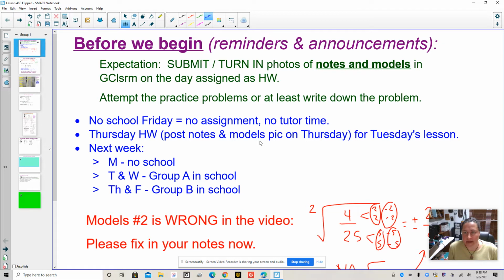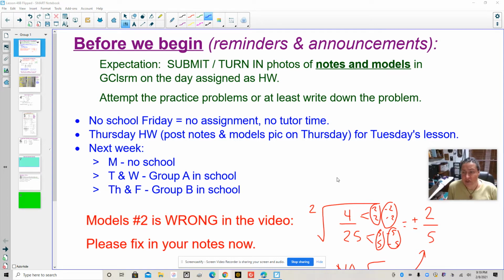So before we begin, reminders and announcements. Remember that you are expected to submit your photos of the notes and the models in the Google Classroom on the day that it was assigned as homework. I have not started grading those yet. To be honest, I'm not feeling really well, so I will get to those, but give me a little bit of time. And I do always want you to attempt the practice problems or at least write down the problems so that when you show up to class, you have a start on that. So your homework is to make sure that you have the notes, the models, and attempt the practice problem. Those notes and models need to be submitted as a photo on the day that they are assigned.